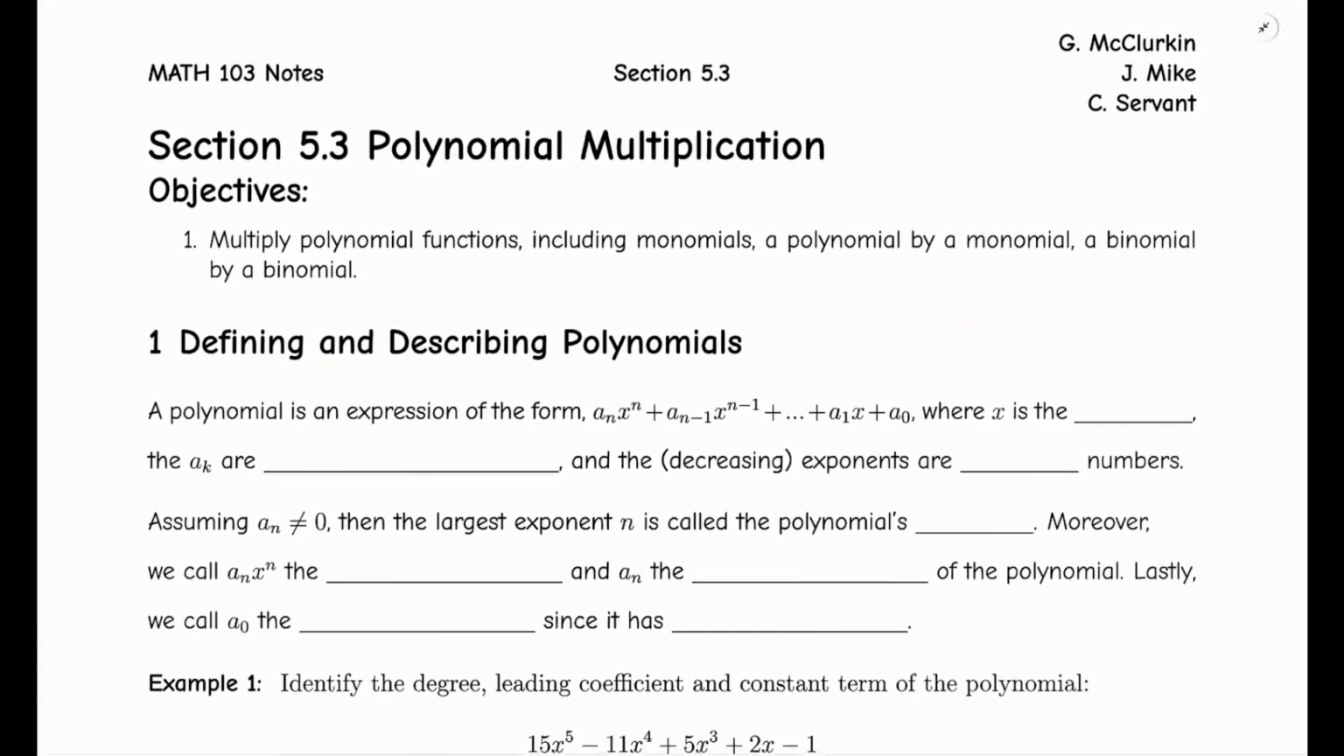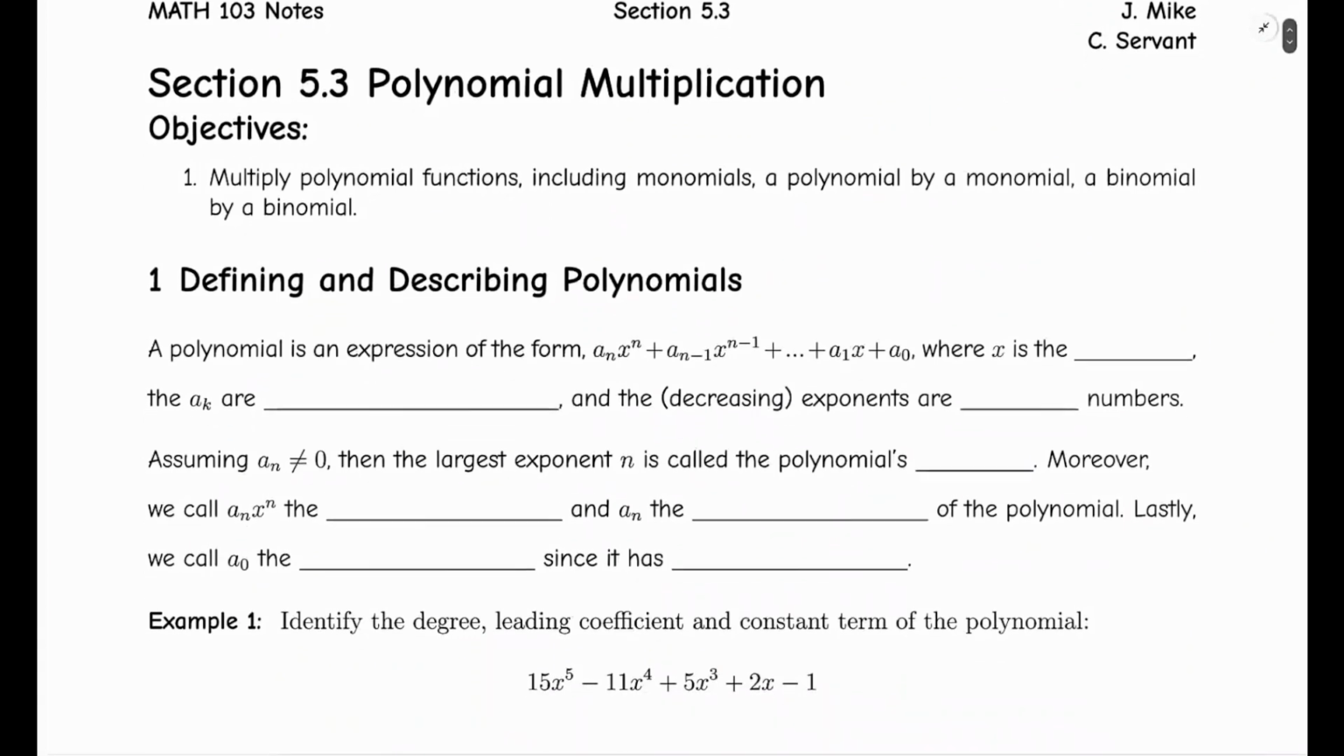Hello, this is section 5.3, Polynomial Multiplication. Part 1, Defining and Describing Polynomials.